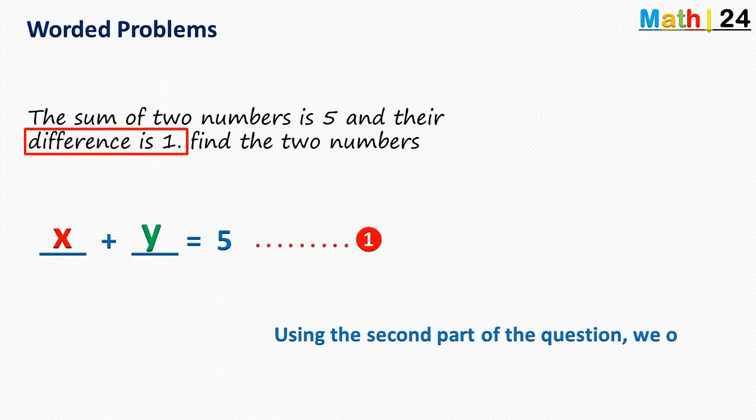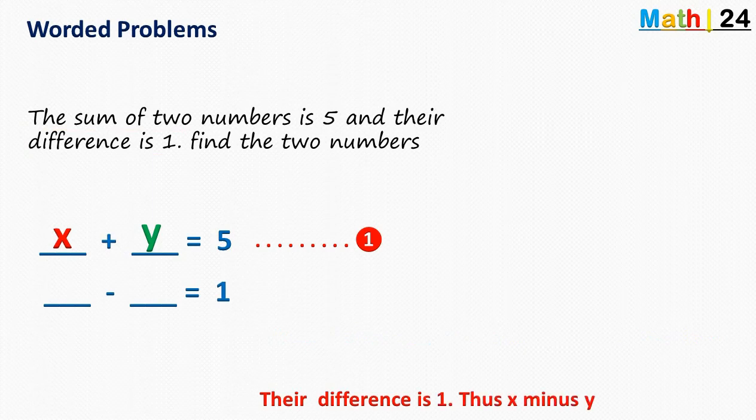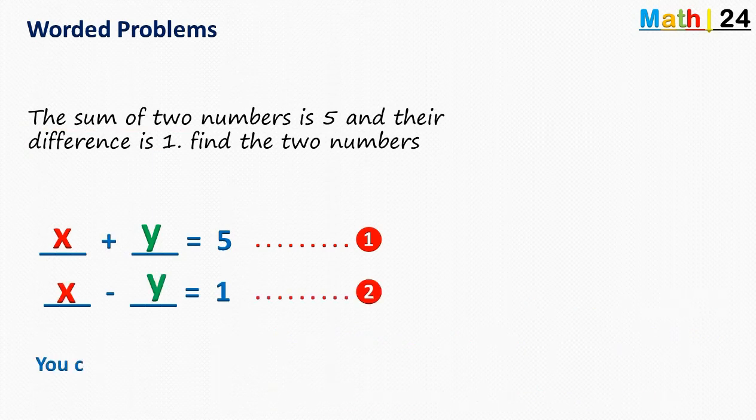Using the second part, their difference is 1. That is, x minus y equals 1, giving us equation 2. You can now proceed with elimination.